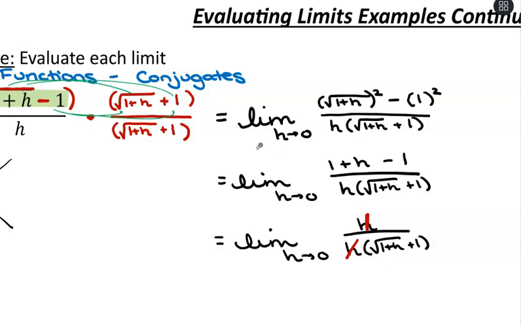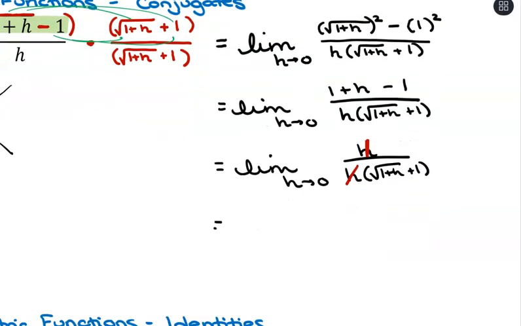And notice throughout this, we want to keep that limit notation. We're still evaluating the limit as h approaches 0, but now in this next step, I can drop that limit notation because I'm plugging in h equals 0. So I'd have 1 over square root of 1 plus 0 plus 1, which is 1/2. Now, with this, when we get to the end, we've simplified it.